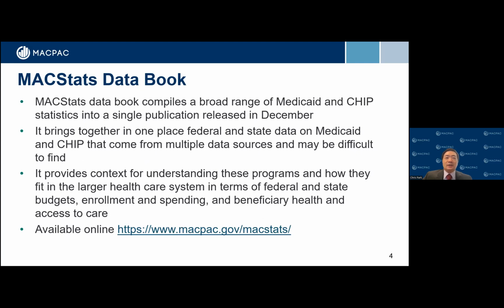Today, I'll be discussing the data analyses included in MACSTATS, our annual data book on Medicaid and CHIP. The MACSTATS data book compiles a broad range of Medicaid and CHIP statistics into a single publication released each year in December. The purpose is to bring together in one place federal and state data on these programs that come from multiple data sources and are often difficult to find. The data book provides context for understanding these programs and how they fit into the larger healthcare system in terms of federal and state budgets, enrollment and spending, and beneficiary health and access to care. The entire data book is available on our website, and each individual exhibit from the most recent year is also available as an Excel spreadsheet on the individual exhibit landing page.